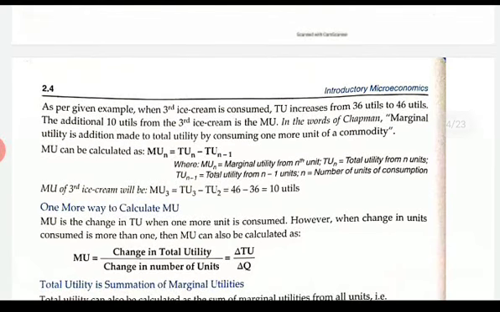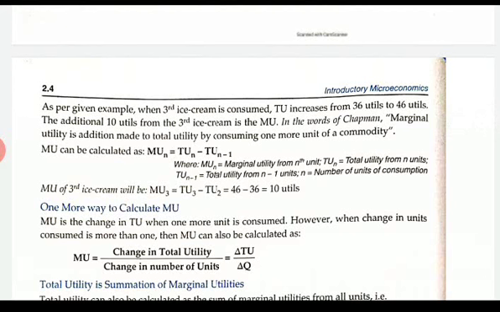So in the above example, MU of the third ice cream will be MU3 equals TU3 minus TU2. TU3 is 46, TU2 is 36, so it will be 10 utils. So this is how you can measure marginal utility when there is an addition of only one unit.